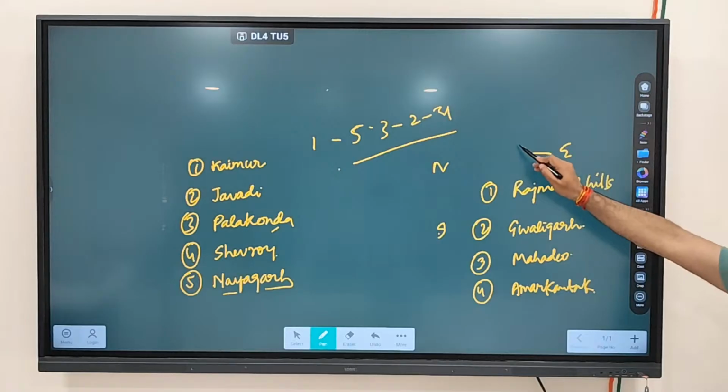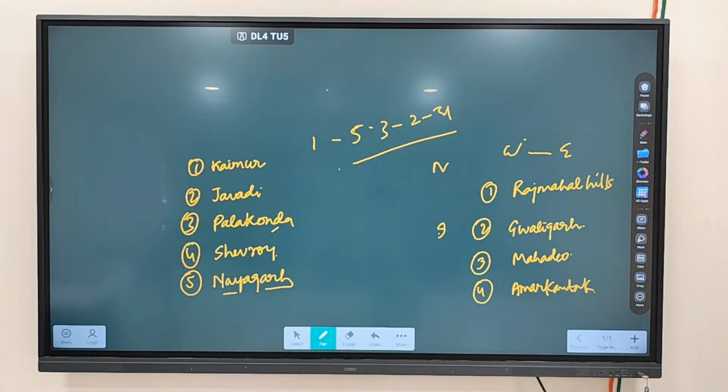Arrange the following from east to west. Rajmahal Hills, Gawilgarh, Mahadeo and Amarkantak. First is Rajmahal, then Mahadeo, then Amarkantak, and then Gawilgarh. Clear?